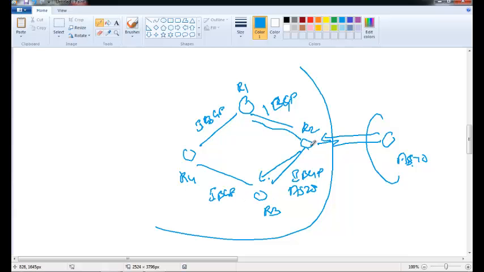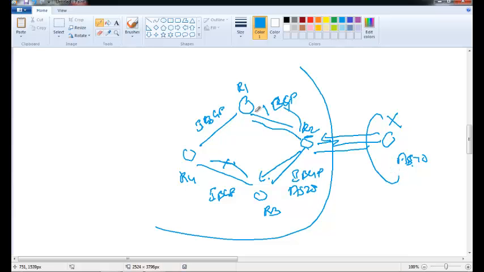So whatever R2 gives to R3, R3 is not going to give to R4. The reason is the route learned from one IBGP. You may say R2 is an eBGP. No, R2 is not eBGP with R1 and R3. It is an IBGP. It is eBGP only with this X router.